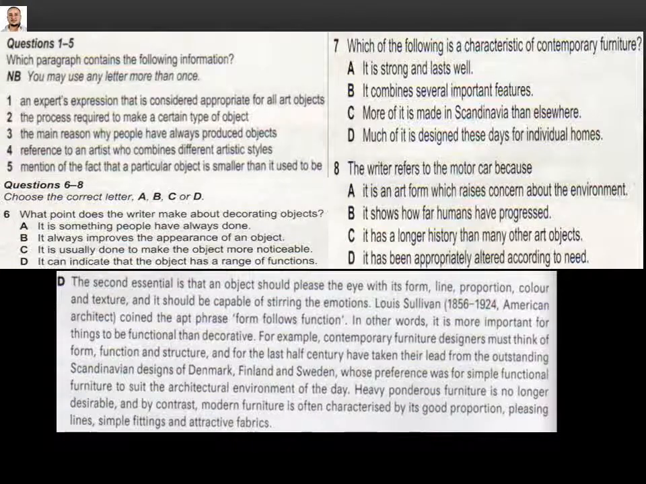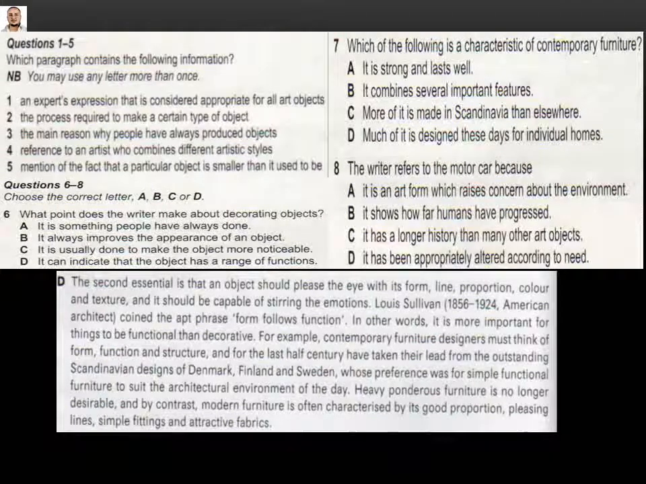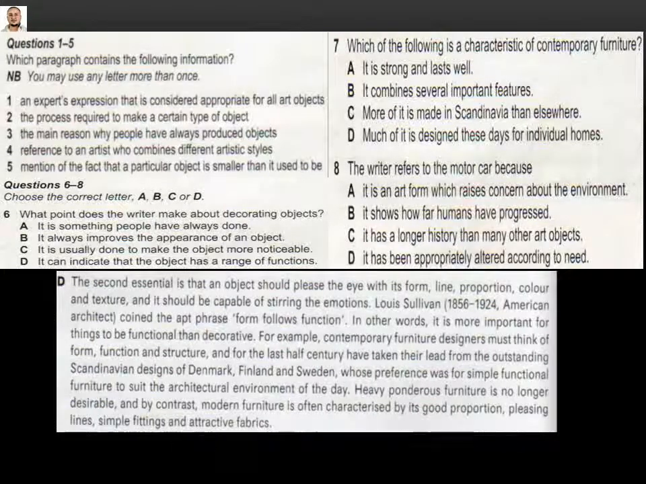Okay, let's come to the choices. Number 1. An expert's expression that is considered appropriate for all art objects. Yes, Louis Sullivan is an expert and he gave his expression which is considered appropriate for all art objects, as he explains here. So number one will choose paragraph D, because number 1, 2, 3, 4, or 5 say in which paragraph do you find this piece of information. So number 1 is in D.